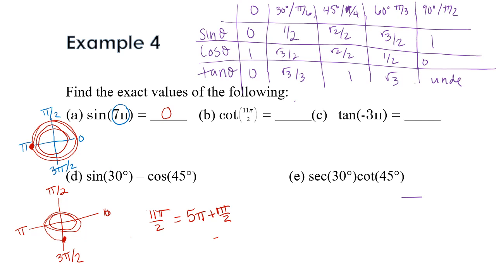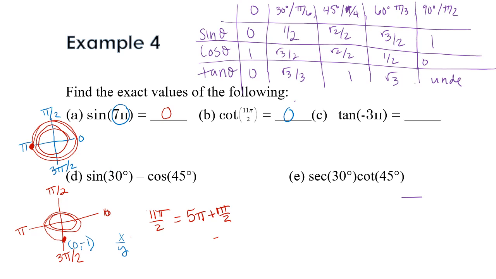So cotangent is, instead of it being y over x like tangent, it's going to be x over y. And if I do x over y, so at this point, we've got a coordinate point of 0 and -1. So we get 0 divided by -1, which is 0.